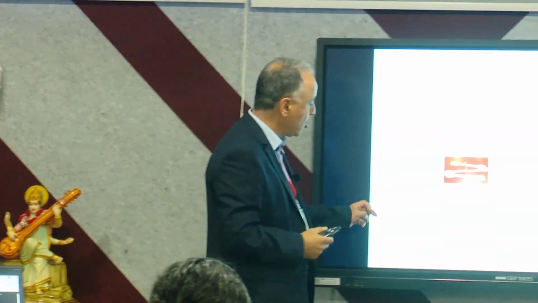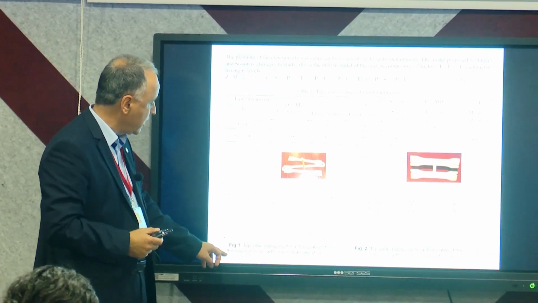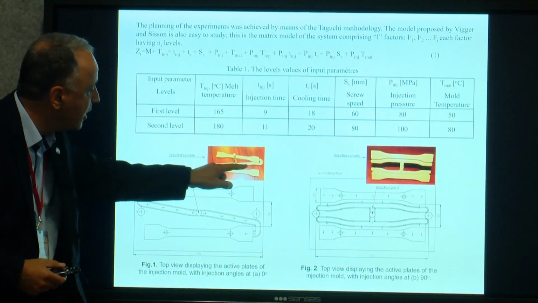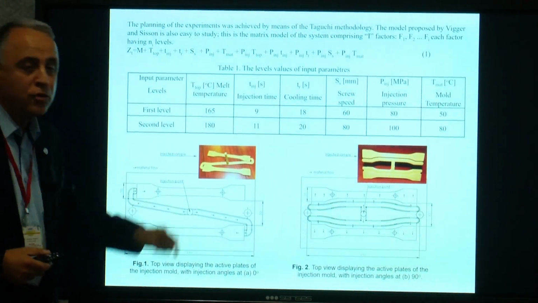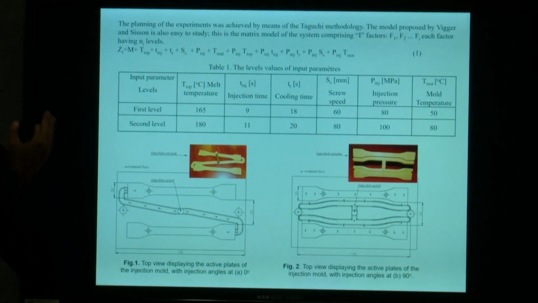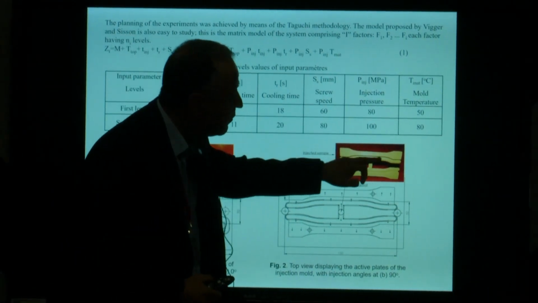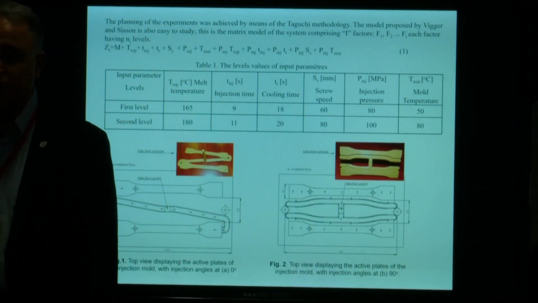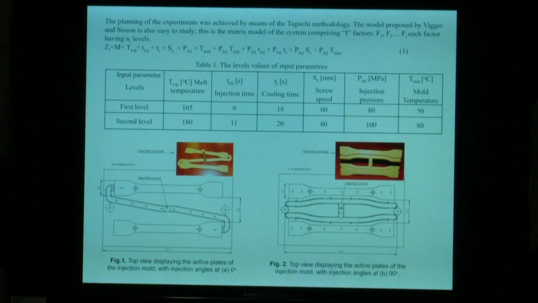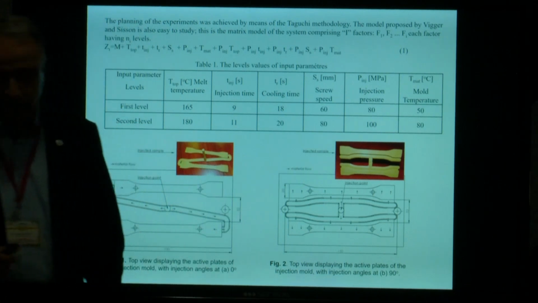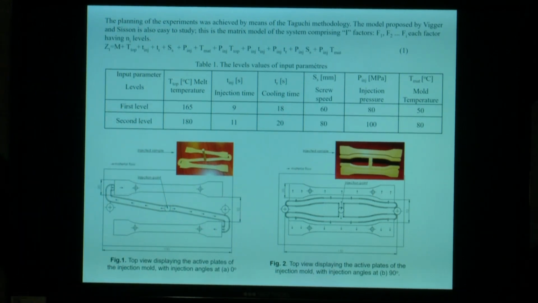In our research, as you can see over here, the top view displays the active plates of the injection mold within the injection angle. First we consider this runner in order to obtain the sample, which we call 0 degree. But we can also use the thin film, meaning 90 degrees for the injection direction. So keep in mind that 0 degrees is the sample, and thin film means the 90 degree injection molding.